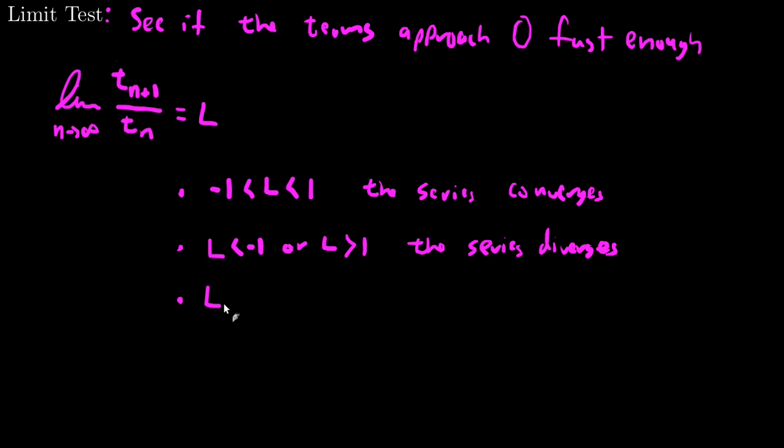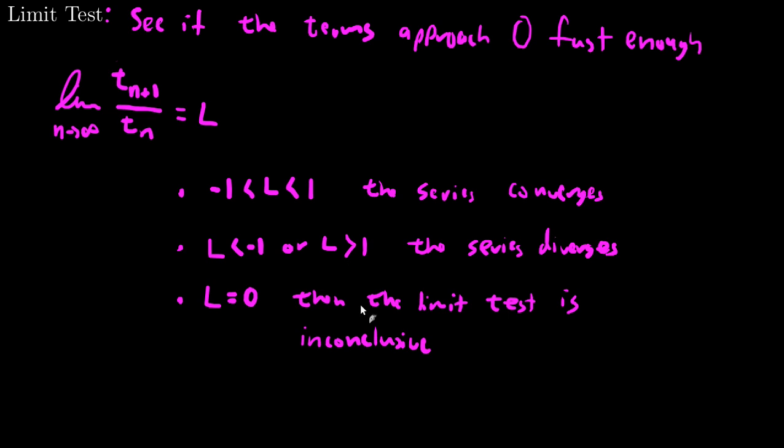And the final case, if the limit equals 0, then the limit test is inconclusive. So in this case, you're going to have to do something different, whether that is finding a direct comparison or seeing if you have a geometric series or something else. If you get L equals 0, I can't use the limit test to figure it out. Let's look at two examples for this.